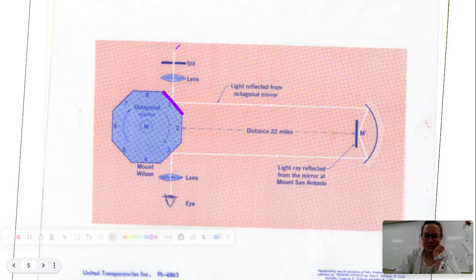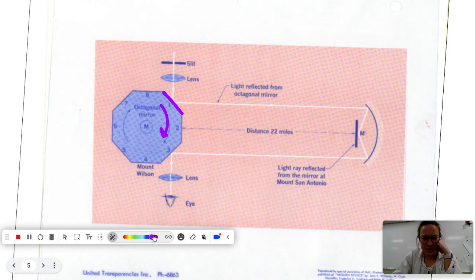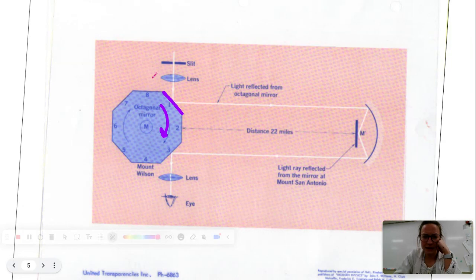And then here's what he did. The light came in, it hit the mirror, and then this thing was spinning. As the light came in, it hit the top mirror, it bounced back, and then it went all the way over to San Antonio and then bounced back and made it all the way back over here as this thing is spinning. Well, if this thing is spinning too slow, then the light would get all the way back here, and by the time the light got back, the mirror wouldn't have turned far enough. So this mirror, which used to be right here, would now be right here.